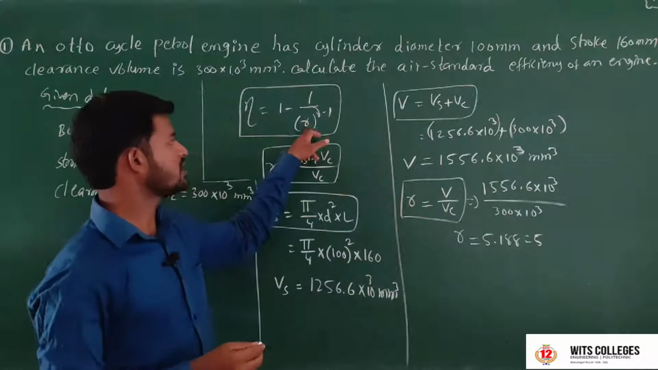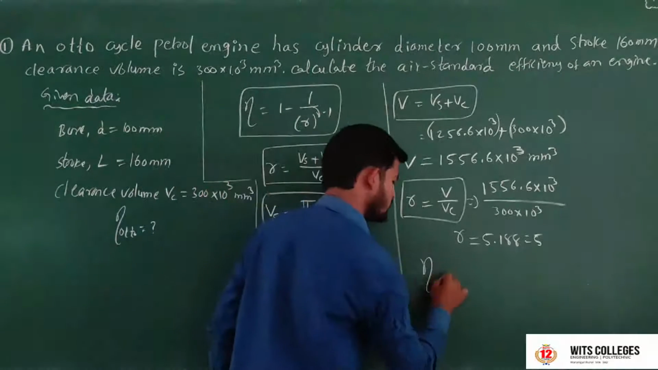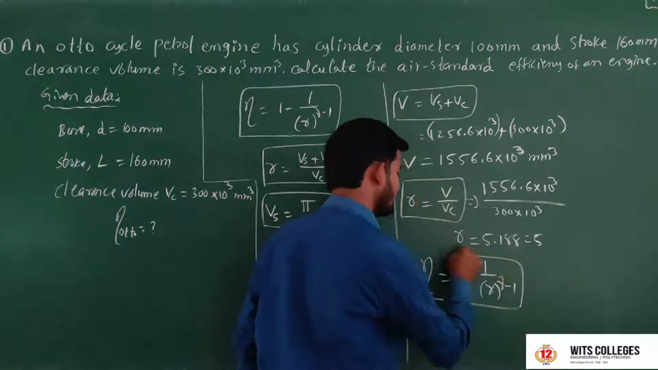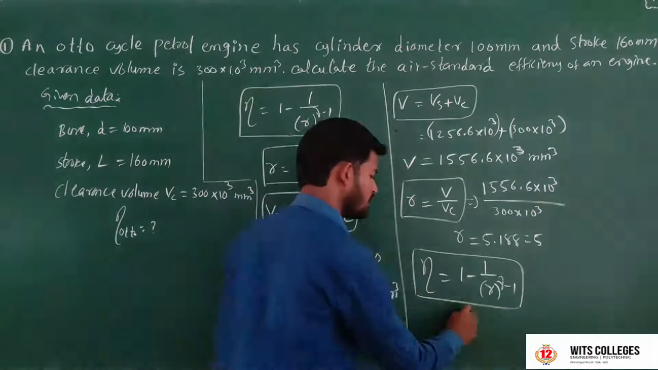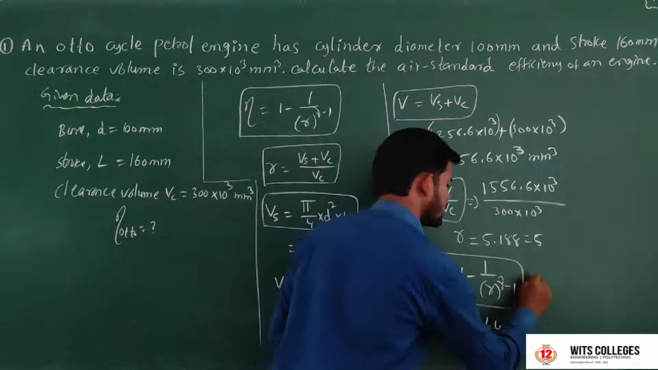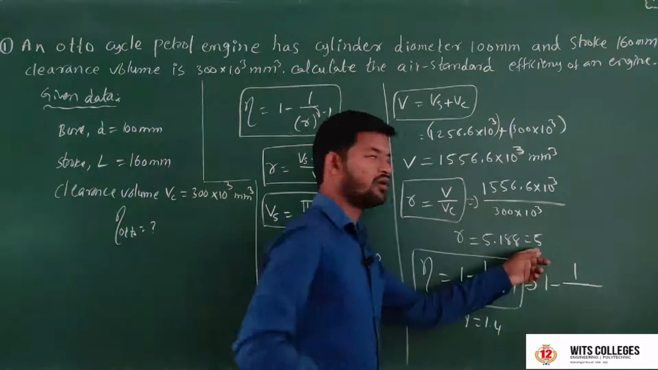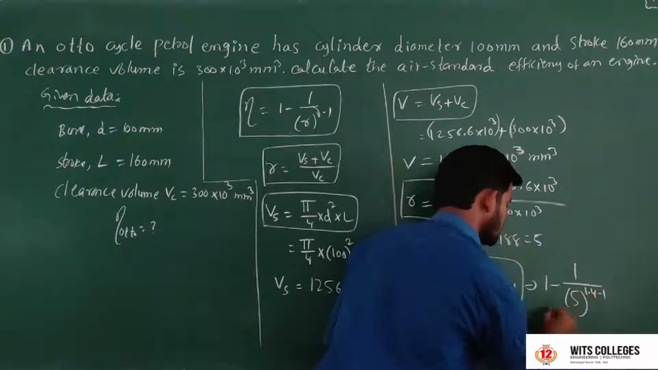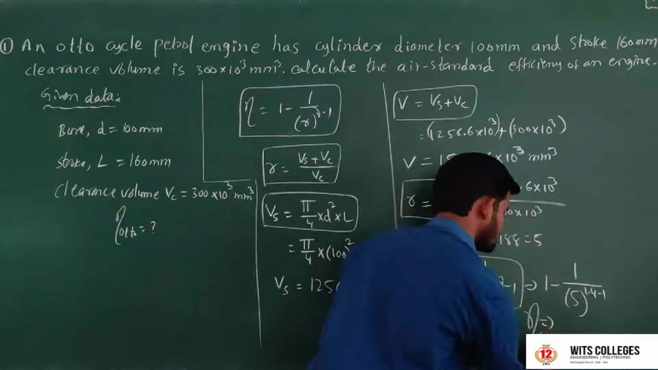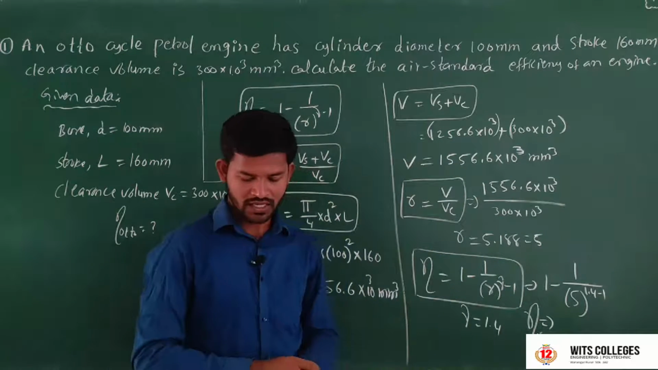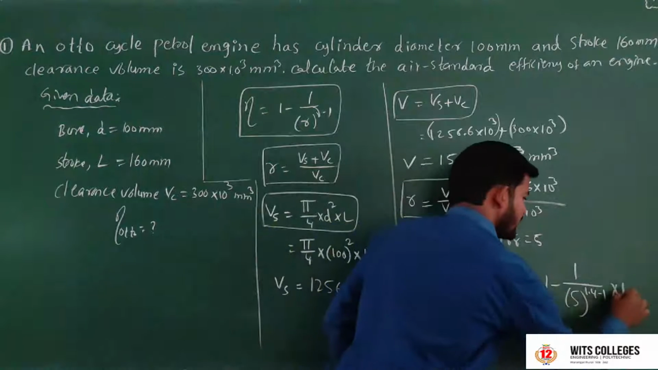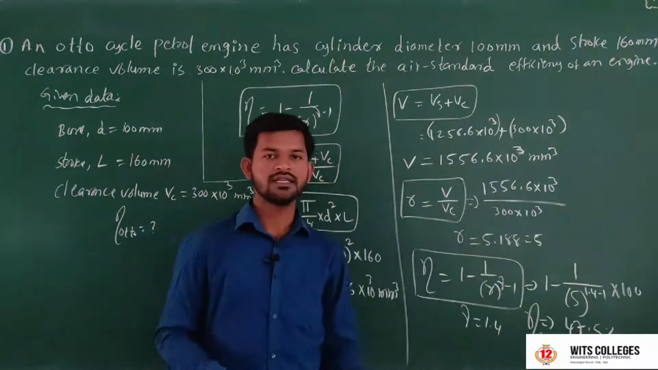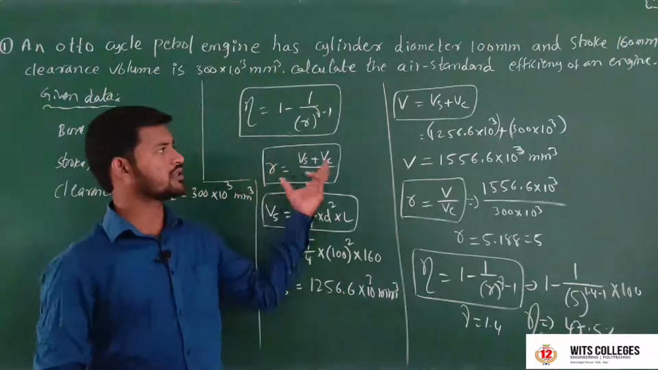Then we substitute 5 in the air standard efficiency equation, 1 minus 1 by r to the power of gamma minus 1. We take gamma equals 1.4. So efficiency equals 1 minus 1 by 5 to the power of 1.4 minus 1. Multiplying by 100, we get the air standard efficiency as 47.5 percent. In this manner, we solve the problem.